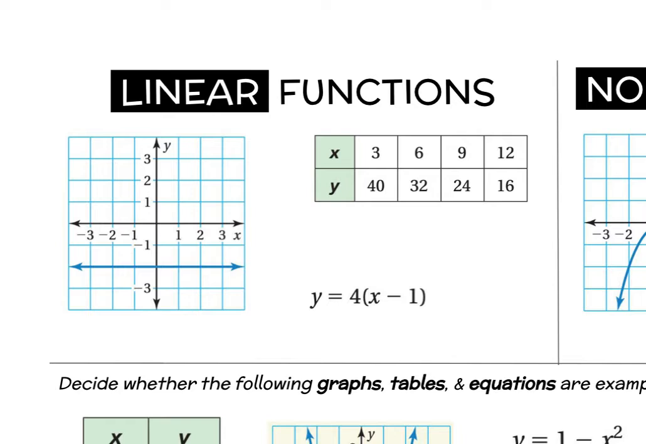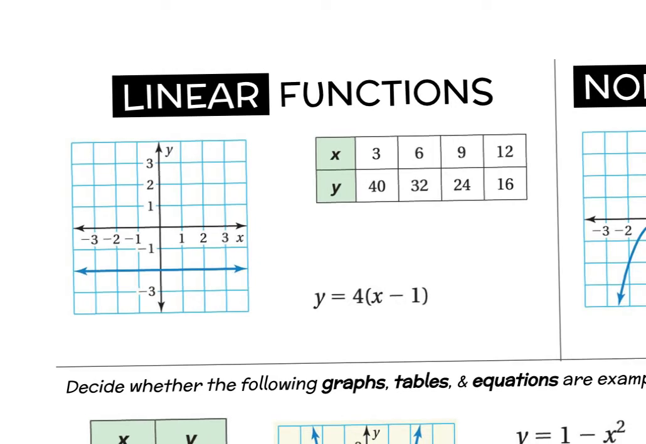Okay, so we're going to start at the top of the page here. So this first section is examples of linear functions. And so what we want to do here is figure out what identifies these three examples as linear. So the easiest example is going to be the graph, because if we have a line that's straight, it doesn't matter if it's vertical, horizontal, or diagonal, just as long as it's straight, we know this is a linear function. So because it's straight, it's linear.